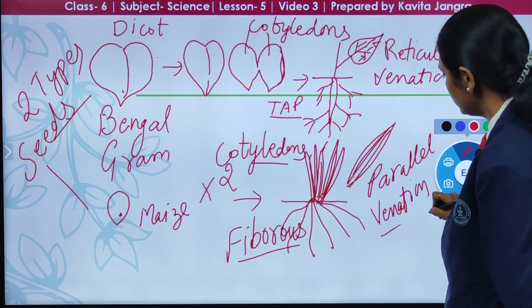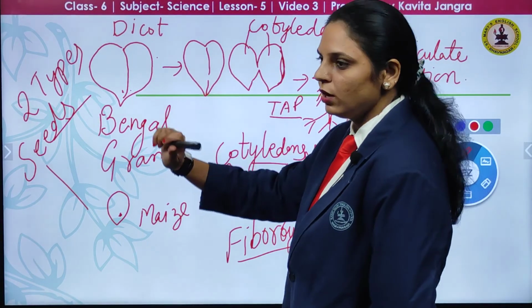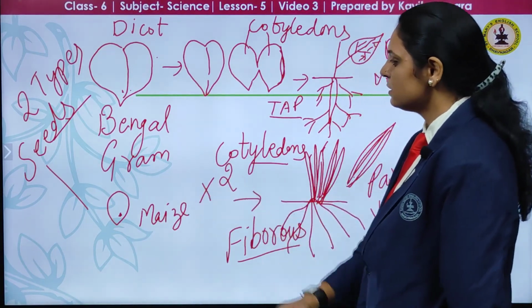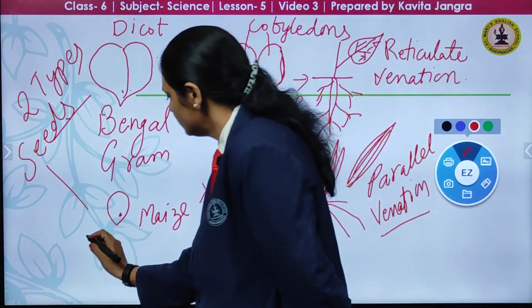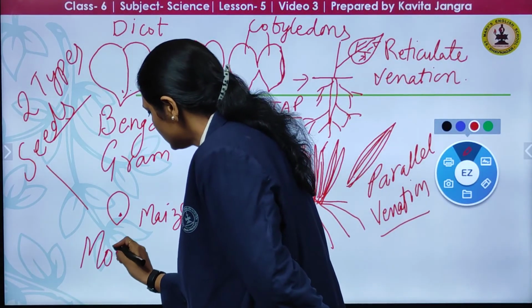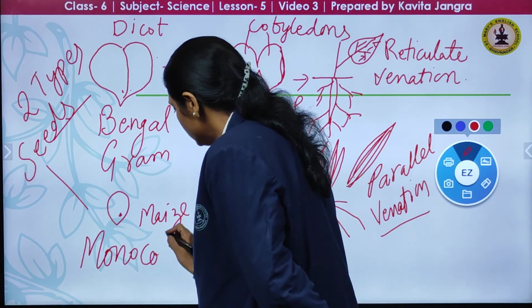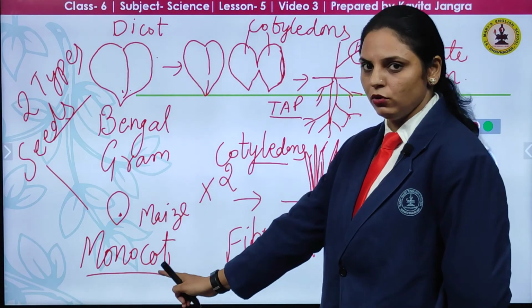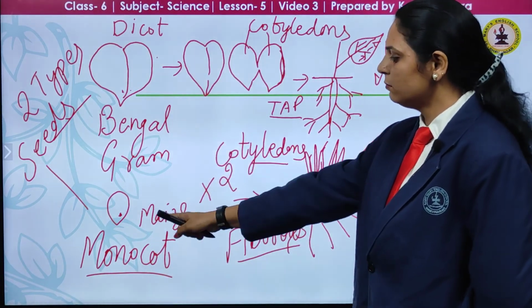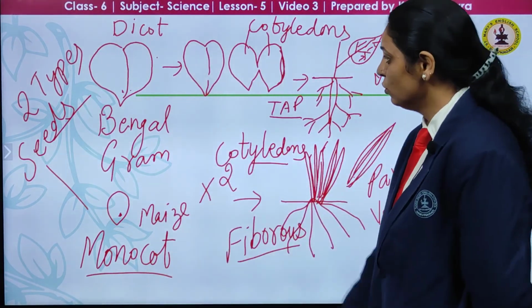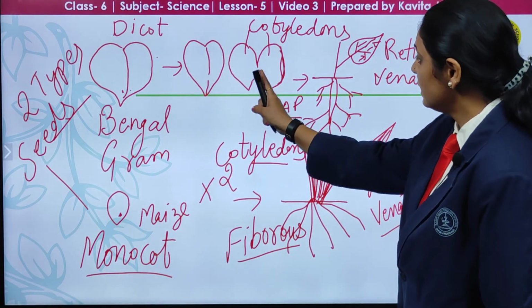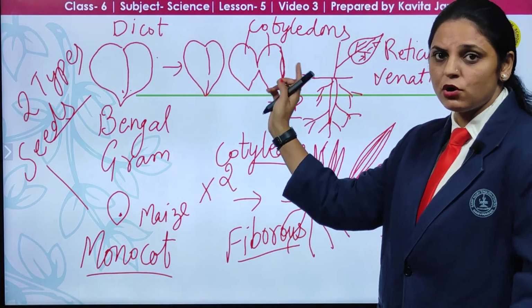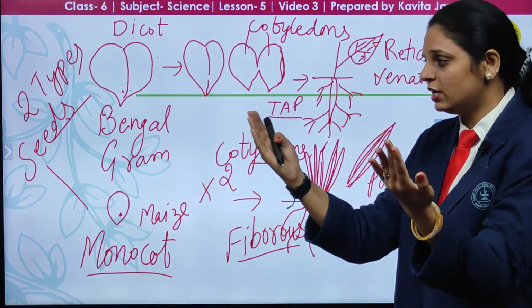This is actually the origin. This is Bengal gram, that is dicot, and this is maize, that is monocot. We need to understand here the two cotyledons, two types of seeds, dicot and monocot. This is in Bengal gram, this is in maize, even in grass. Now when we soak the seeds, we can separate the two cotyledons, the two seed leaves, apart.